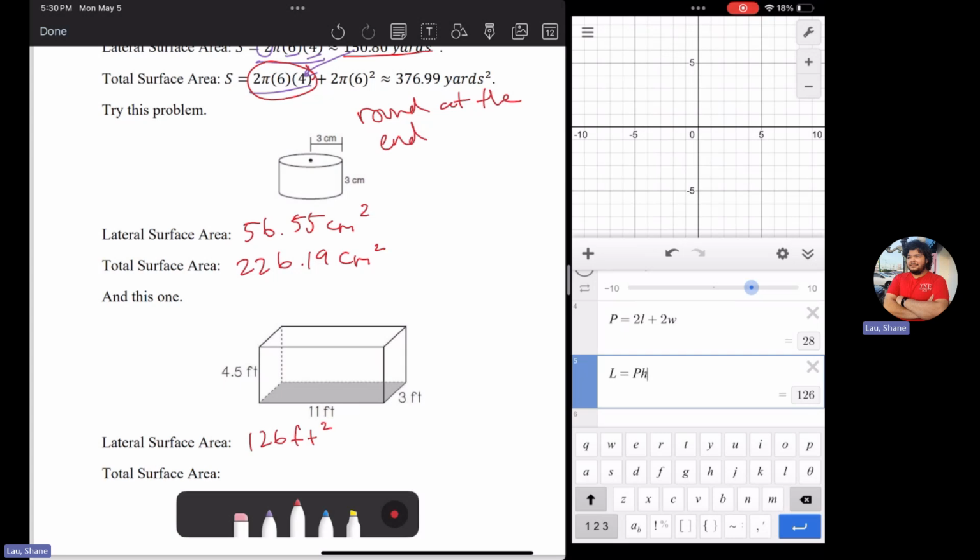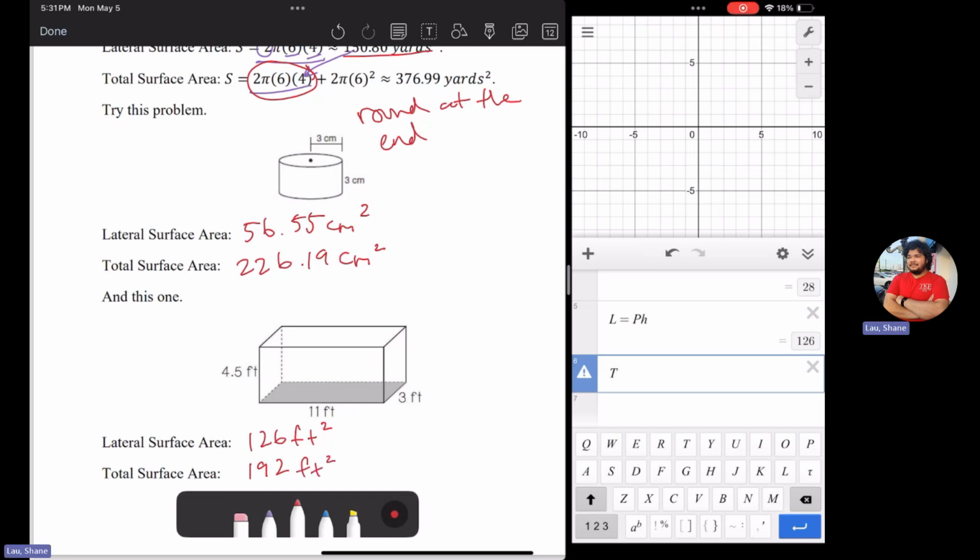Go ahead and solve for your total surface area using the exact same method, right? So capital T equals P h plus your 2 times your length and your width, because that is your base and that is the area of your base. You should have gotten the value of, not 900, 192 feet squared.